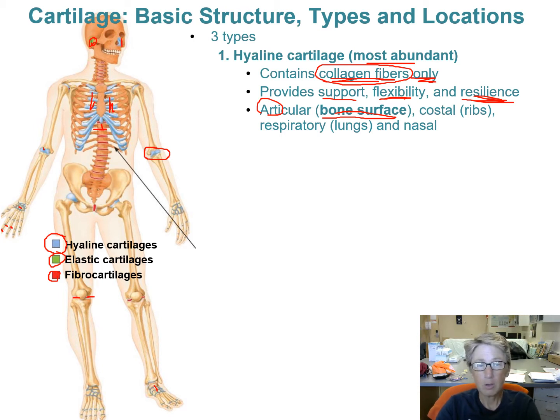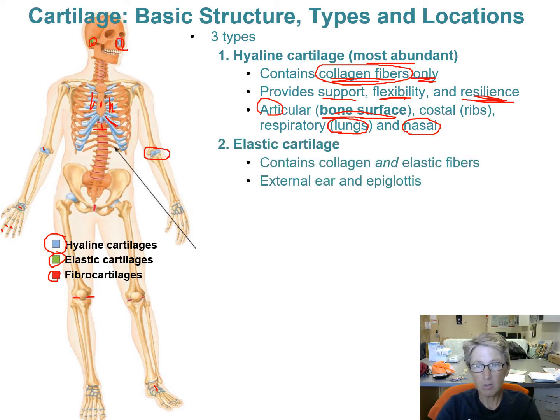Costal cartilage here, like we showed earlier, between the bones of the thoracic cage and the sternum. You'll find hyaline cartilage in the lungs. So your lungs are basically a series of tubes. To keep those tubes open, you use hyaline cartilage. And then also you can find hyaline cartilage in your nasal area here.